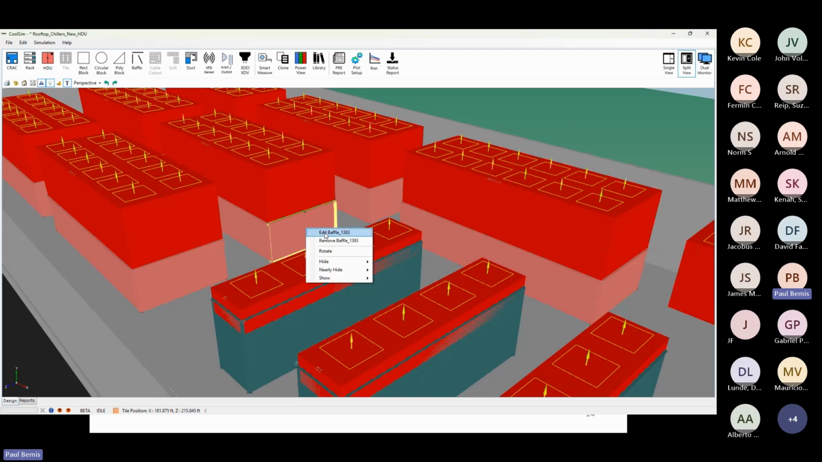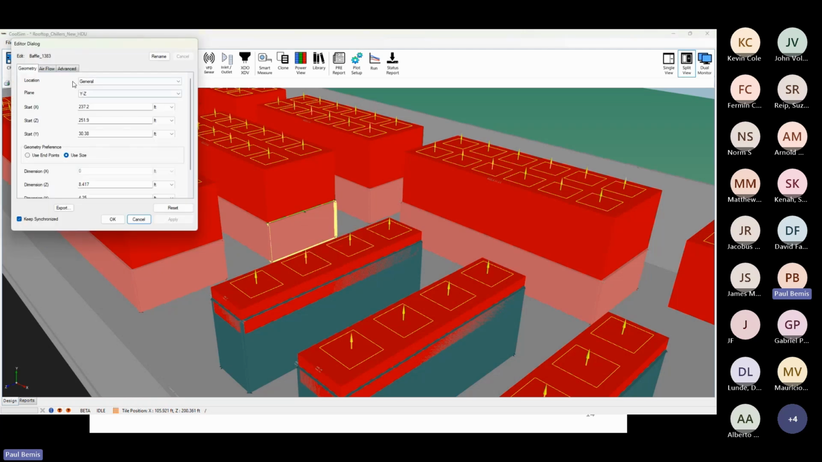Below it, we have, in this case, put some skirts around it because that's quite normal, is to have a permeable membrane around the perimeter of it. So this is what we call a baffle in CoolSim. This allows air to come through it. So you can see here, I've got this thing set at 60% open.